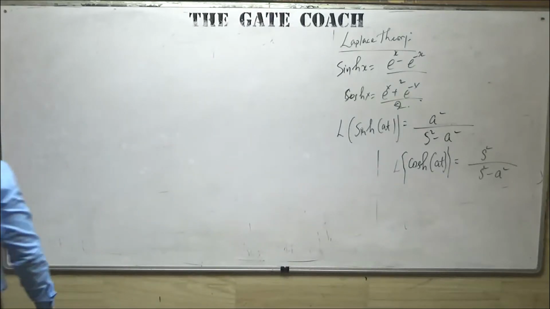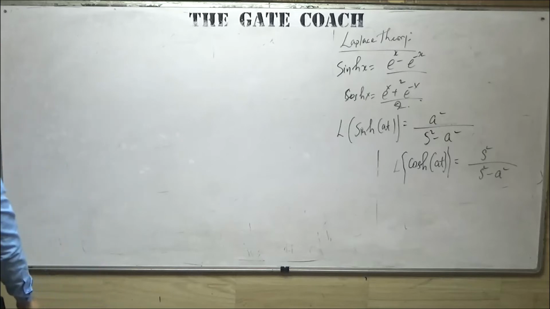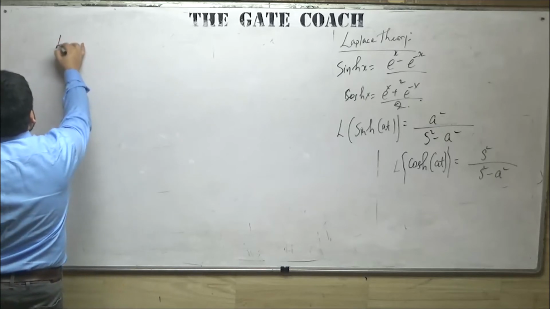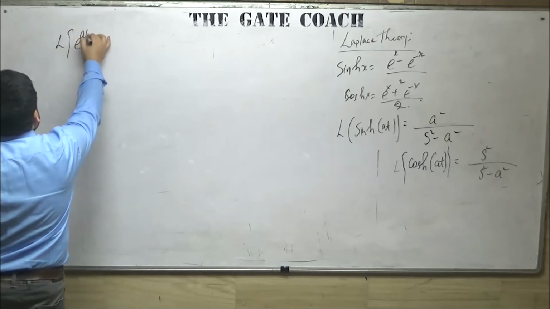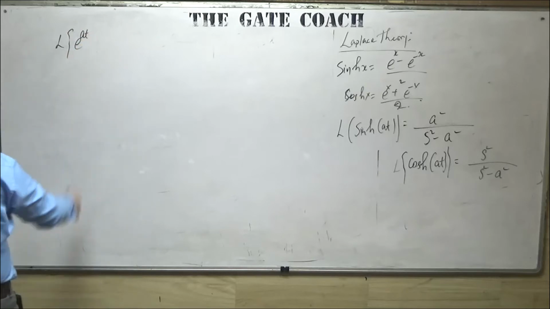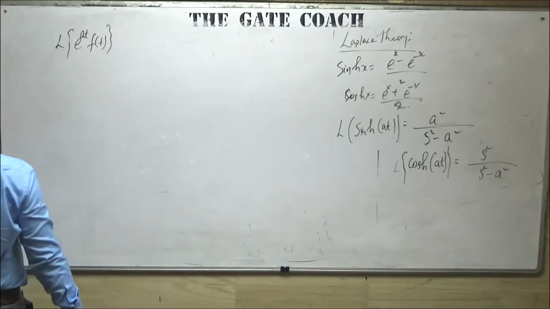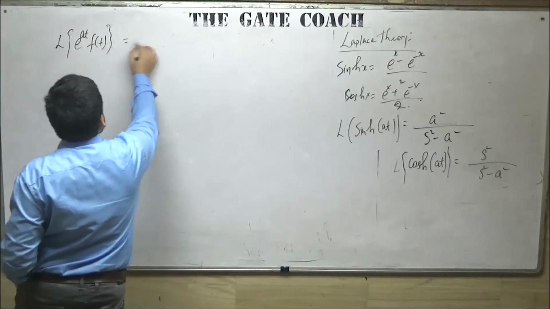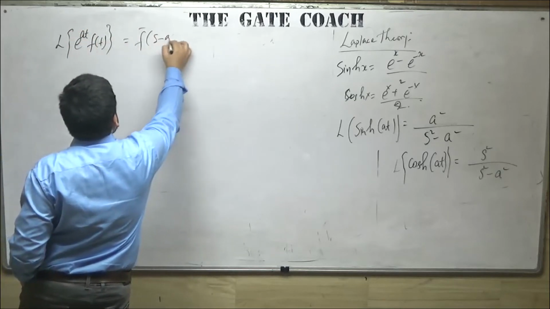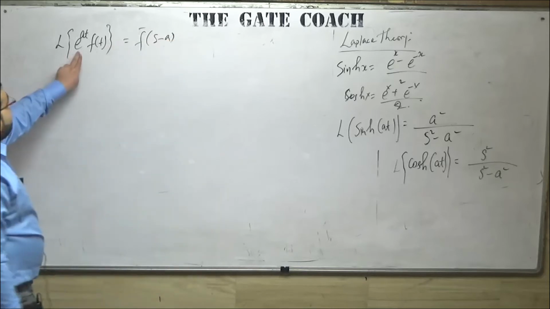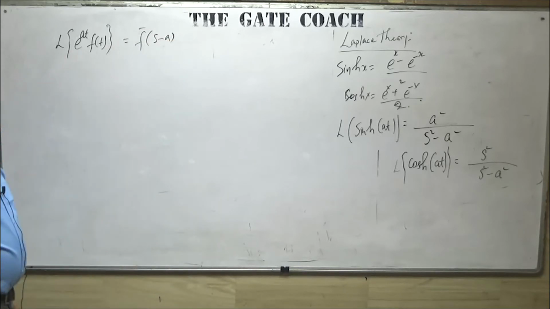The first property is the shifting property. Laplace of e raised to the power at f of t, let us say some function is multiplied by e raised to power at, is equal to f bar of s minus a. Just calculate the Laplace of f of t and just put s equals s minus a.